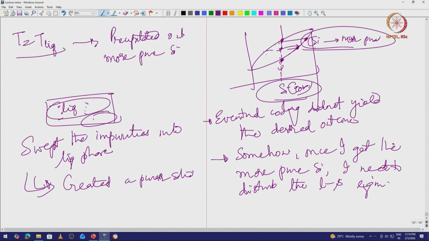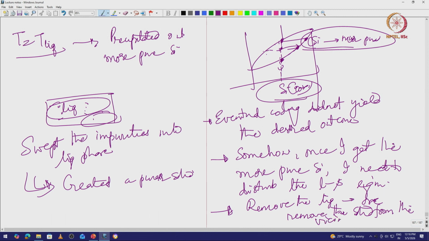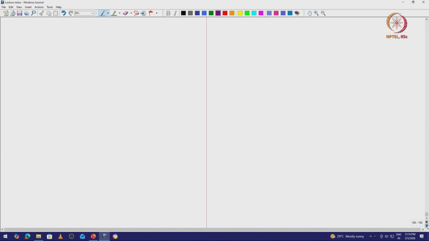How do I do that? I have to remove the liquid. I do not want to put the liquid in contact with the solid. So, I remove the liquid, or remove the solid from the vicinity of the liquid. I physically separate them. Then there is no liquid to give impurity to silicon, no liquid from which silicon can get its impurity.